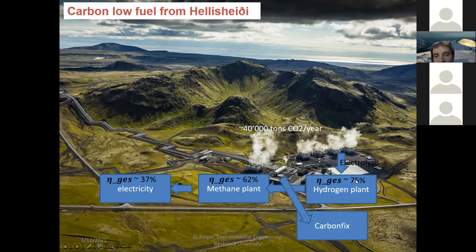Obviously, during each step, you lose part of the electricity or the energy. So you have an efficiency of about 75% if you produce hydrogen, about 62% if you produce methane. And then if you reconvert it into electricity, you only get about 37% overall efficiency. So it would be more valuable to use the methane maybe in combustion engines and replace fossil-driven cars rather than producing electricity, simply because of the low efficiency of reconverting methane or heat into electricity, because this is a Carnot process, obviously, and then you have a rather low efficiency in the Carnot process.